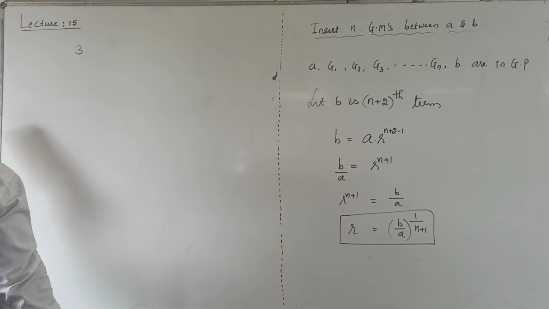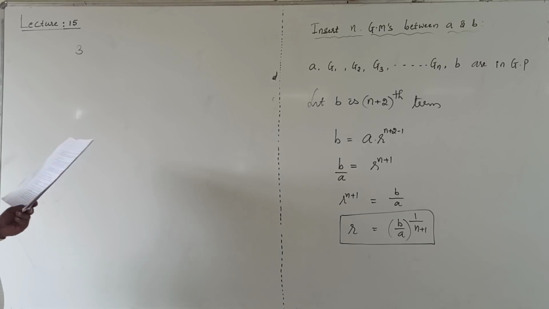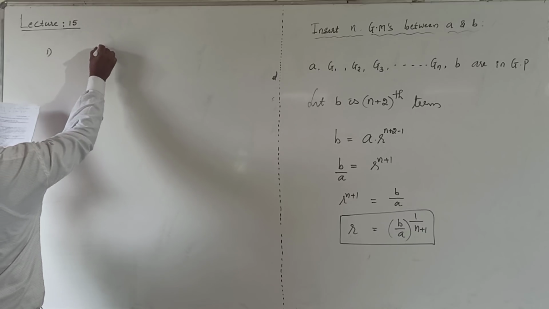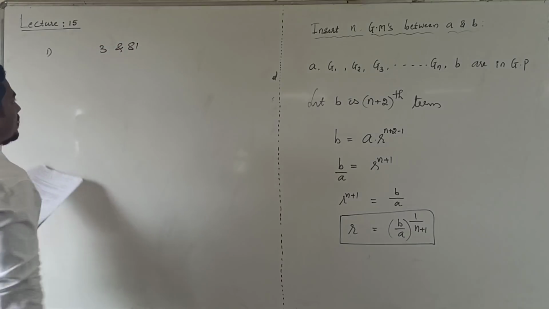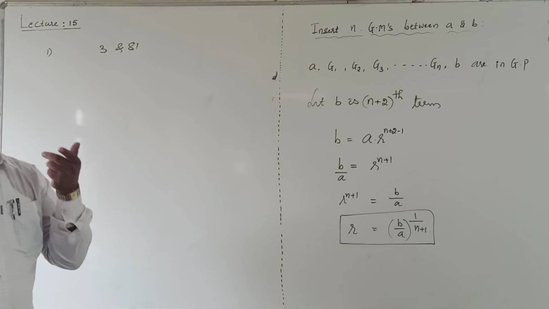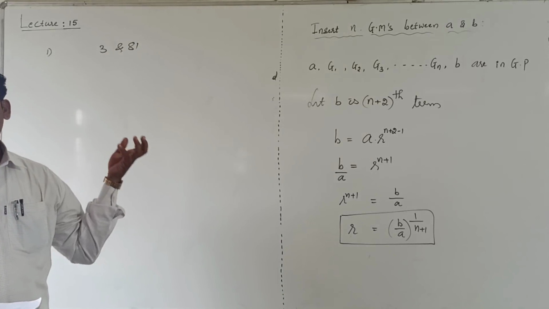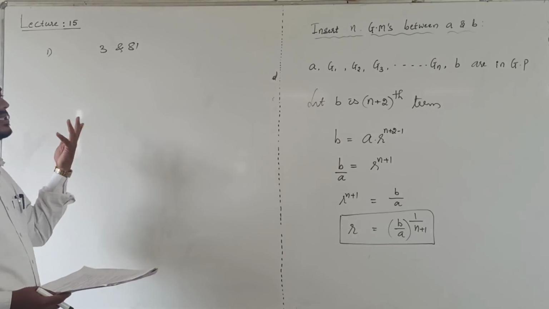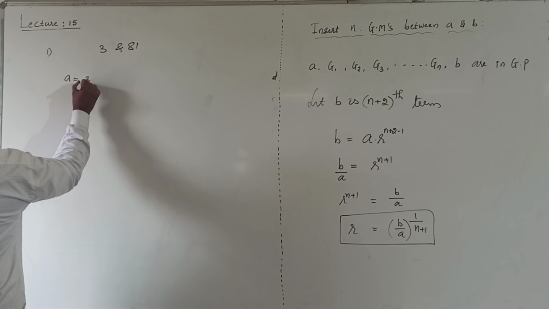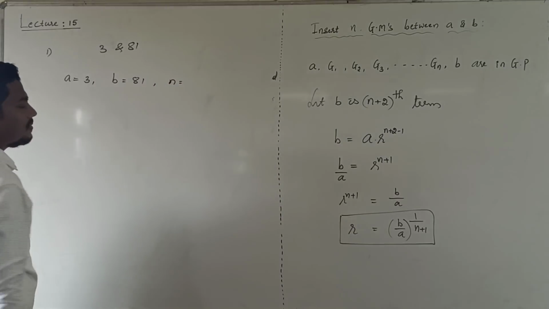Insert two numbers between 3 and 81. We need to insert two numbers in between these two numbers. Insert two geometric means between the given two numbers, such that the resulting sequence should be in GP. In this case, what is small a value? Small a is 3. And what is small b value? 81.